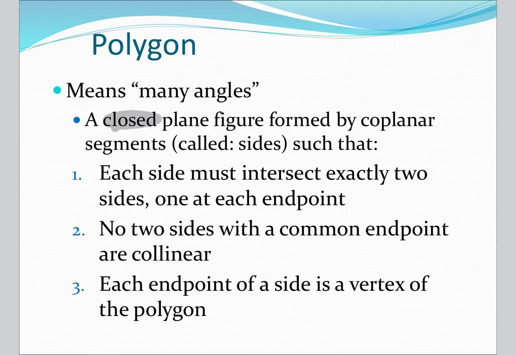And in order for it to be a polygon, you're going to get a picture and it's going to say, is this a polygon? And it's a yes or no. It's a yes if each side intersects exactly two sides, no more, no less. If no two sides with a common endpoint are collinear, meaning they can't lie next to each other, that would be the same side. And each endpoint of a side is a vertex of the polygon. So there's no open-ended endpoint somewhere out there.